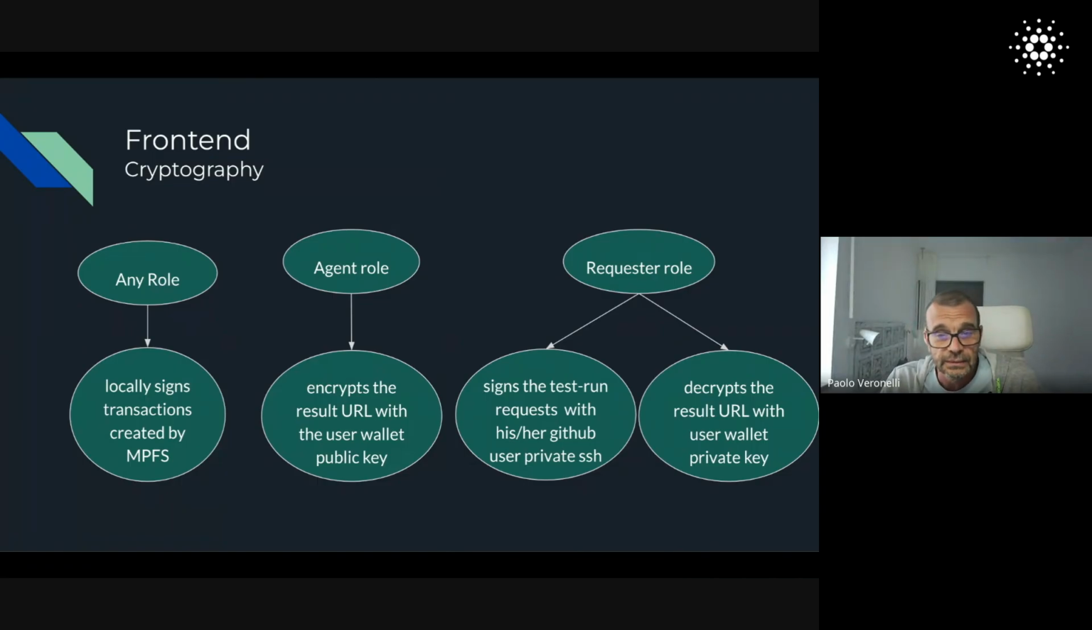One is signing the test run. When they start the test, they have to prove that they are who they say they are on GitHub. And then because the URL of the results is encrypted by the agent, they have to decrypt it. And so this is cryptography. And I guess that's it.